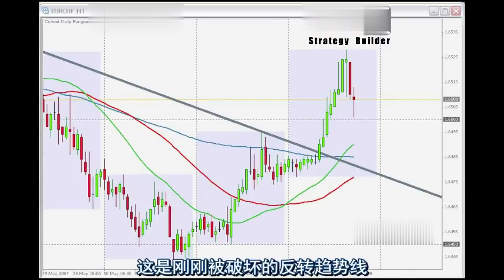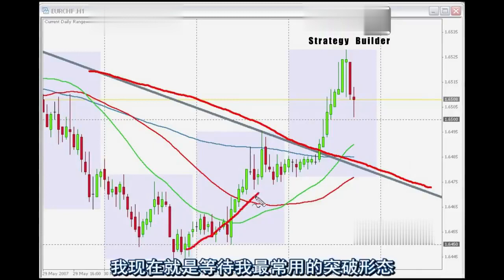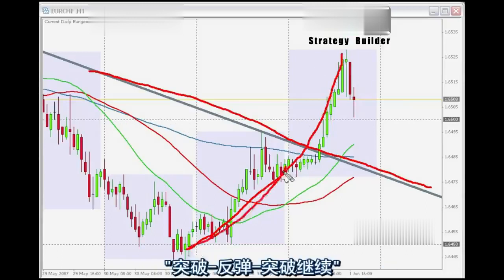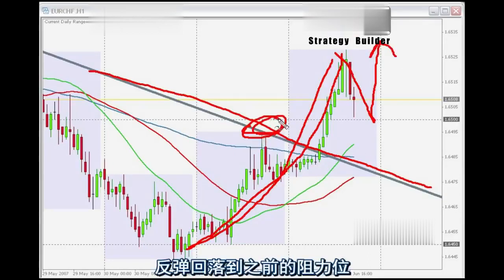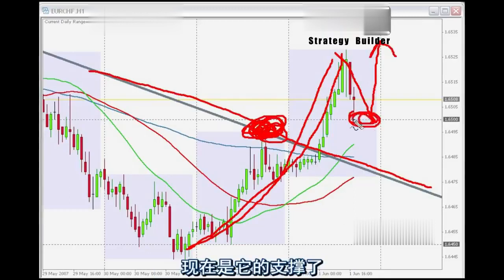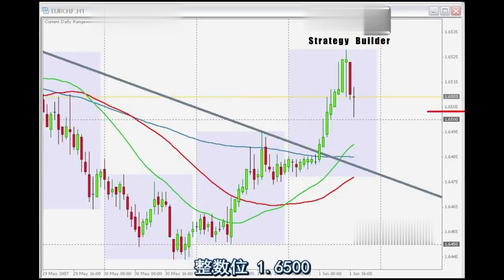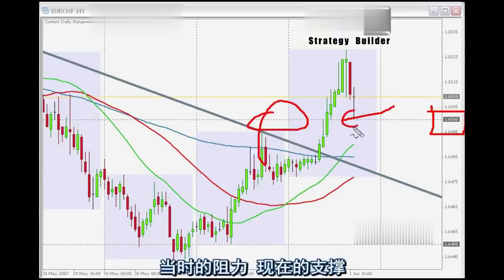If you remember, this is the retracement trendline that we've just broken. I was waiting for the same pattern I always trade: breakout thrust, pullback, continuation. A pullback to previous support, resistance area, now working as support. Two elements coming together: round number 16500, and the previous swing top, now working as support. Previous swing, support, resistance, now support.